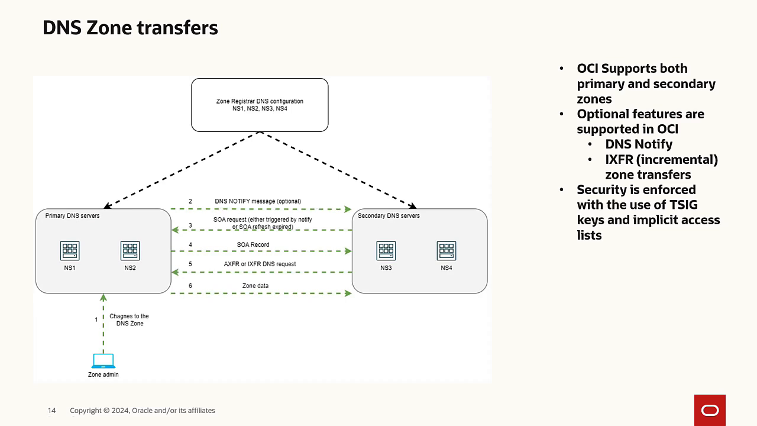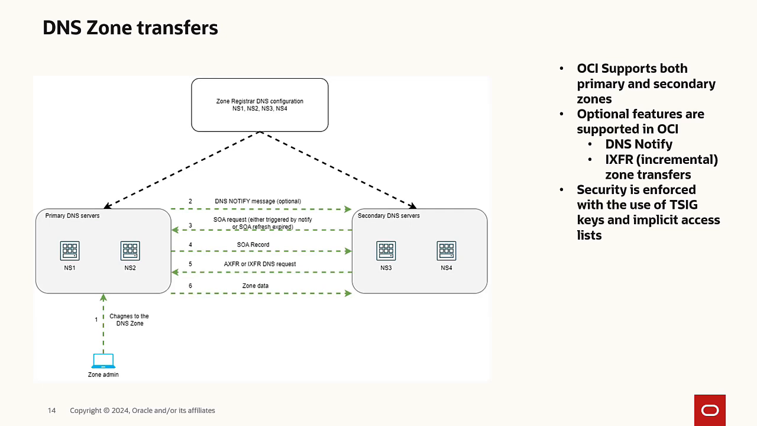Now, when the secondary servers receive the DNS notify message, they will send an SOA request for the SOA record to the primary. The primary sends back the SOA record. And if the secondary DNS systems see that their SOA record is different, it means that something changed, and they do a zone transfer request. And the zone transfer request can be of two types. It can be an AXFR or an IXFR DNS zone transfer request.